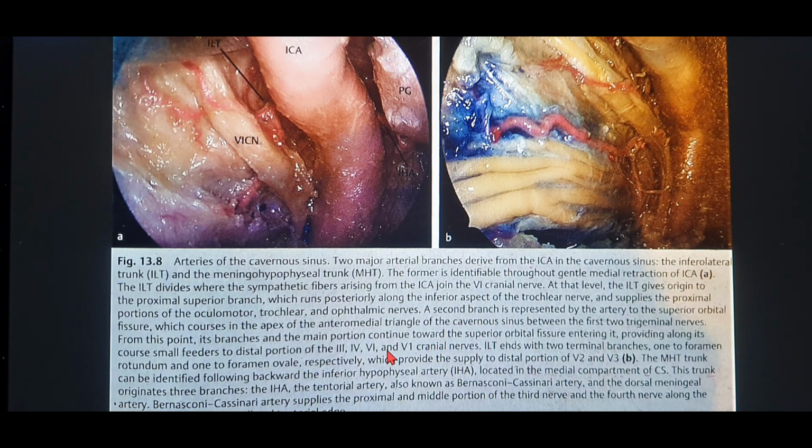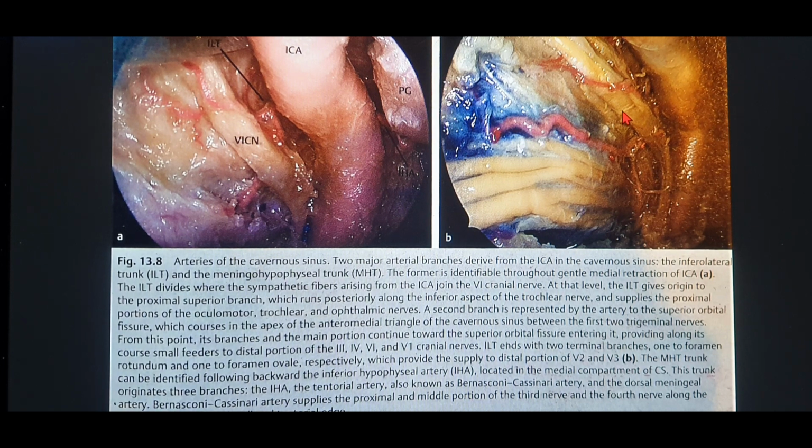So you also have to remember, in my previous lecture, I told you that the proximal portion of the abducens nerve is also supplied by the dorsal meningeal artery, also called the dorsal clival artery of the meningohypophyseal trunk. So also the infero-lateral trunk supplies the abducens nerve as well. Now, as I said, there are two terminal branches. These are nothing but the foramen rotundum artery and the foramen ovale artery, which respectively supply the maxillary nerve and the mandibular nerve as well. So this is all about the infero-lateral trunk.